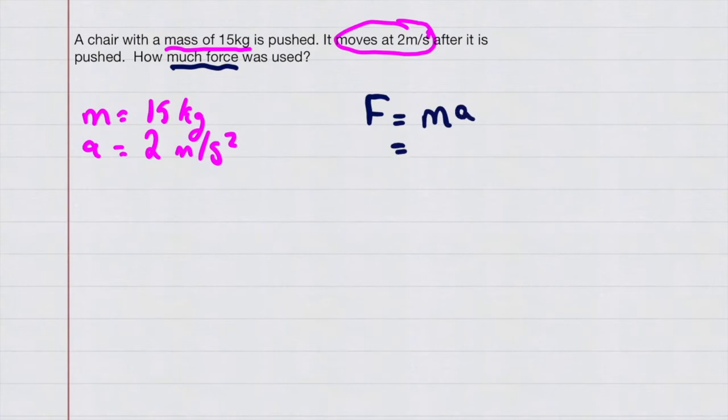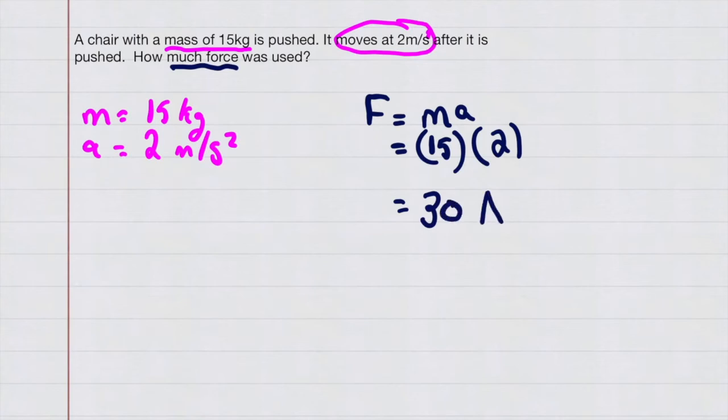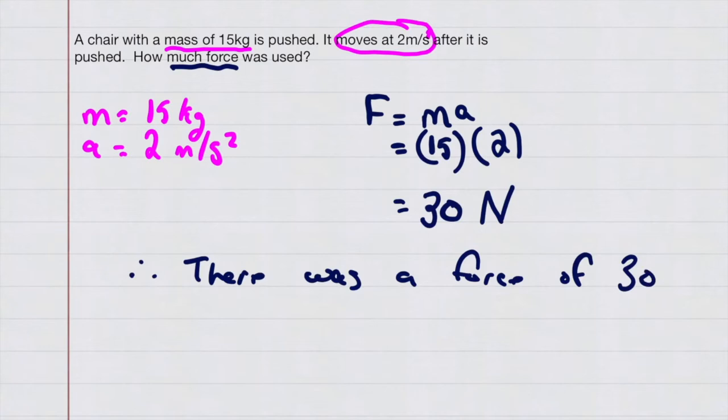Now, because I've written down all the things I've had over here already, what I can do is just change my letters into those values. So I know my mass is 15 kilograms. I'm going to multiply that by the acceleration, and the A is going to be replaced with 2. So I get 15 multiplied by 2, which is 30, and my units for force are going to be newtons. So I could say, therefore, there was a force of 30 newtons applied to the chair.